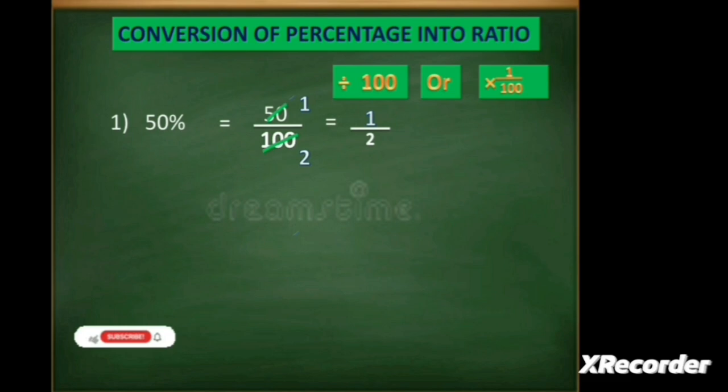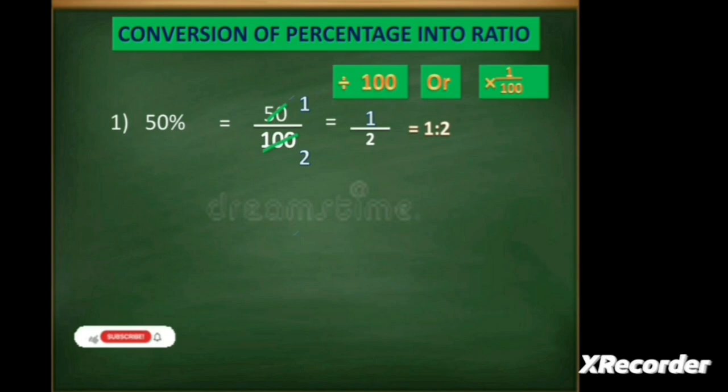Is this a final answer? See what we have to do. We have to convert the percentage into ratio. Did we do that? No. We have just converted it into a fractional form, which is in the lowest standard form. So what we will do? We will write this into a ratio form, that is 1:2. Now, is this a final answer? Yes. The answer is complete.